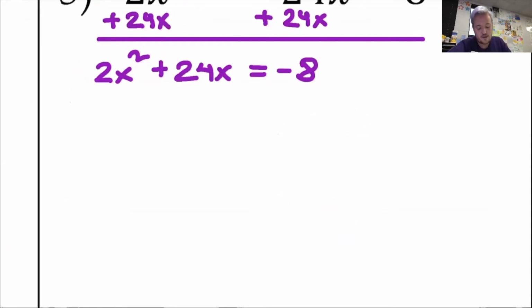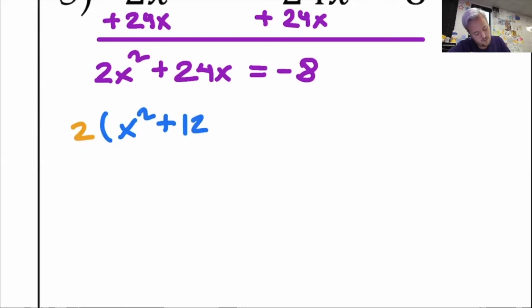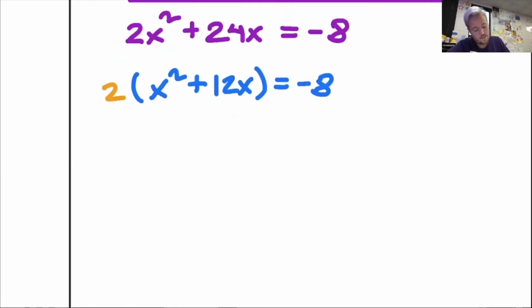So my a value is not 1, so I'm going to go ahead and factor out that 2. So when I factor out that 2, I'm going to have x squared plus 12x equals -8. And then I'm going to divide everything by that 2.